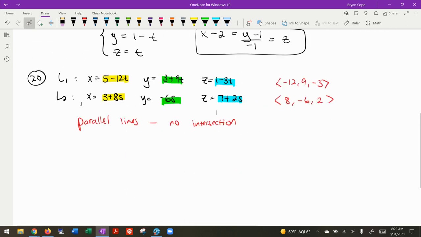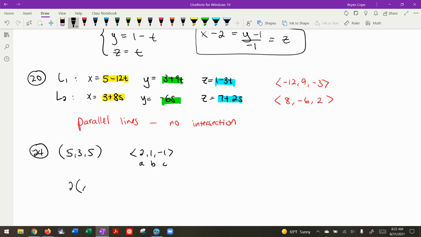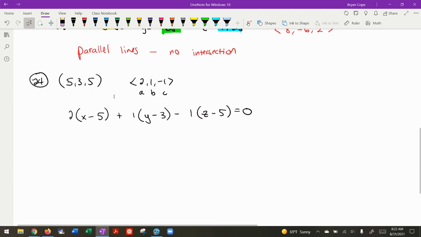Okay, next we have 24. All right, find the equation of the plane through the point (5, 3, 5), and with normal vector (2, 1, -1). All right, this is A, B, and C. Okay, so we've got 2 times (x minus 5) plus 1 times (y minus 3) minus 1 times (z minus 5) equals 0. That's our equation. Real nice and easy to set that one up.